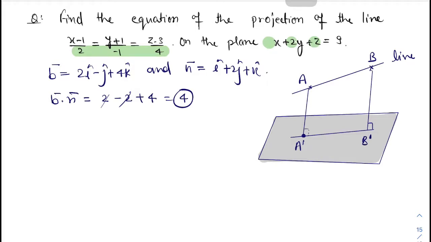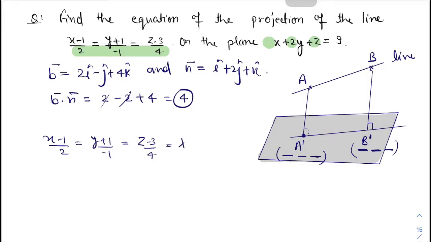By just applying the formula for the foot of perpendicular, we can get the coordinates of A dash and B dash. If I get these 2 points A dash and B dash, I can easily write the equation of the line A dash B dash. Now the question is, how do we consider any 2 points on the line? So our line is (x minus 1) upon 2 equal to (y plus 1) upon minus 1 equal to (z minus 3) upon 4.